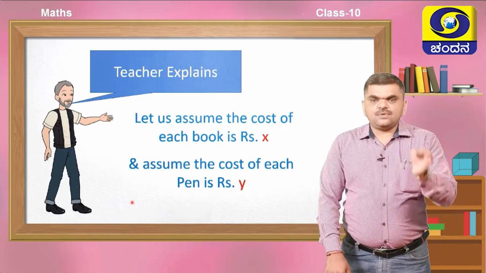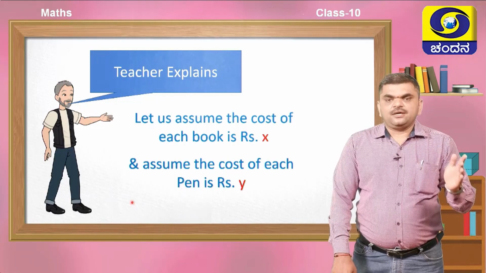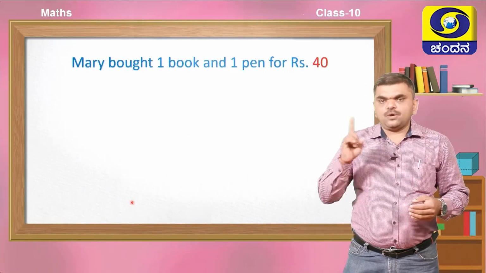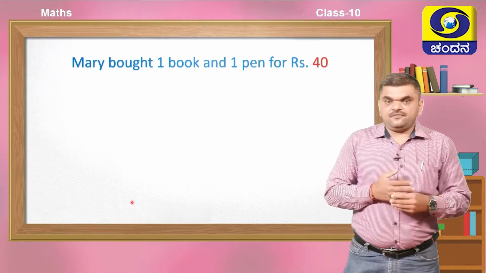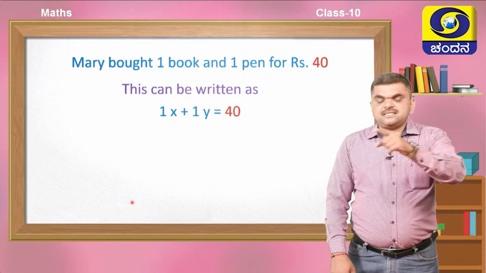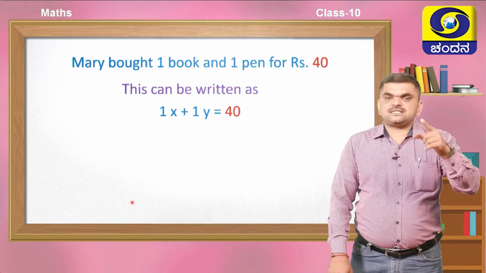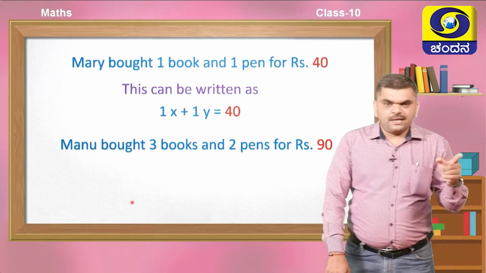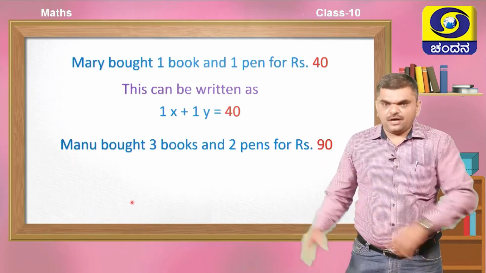And assume the cost of each pen is y. Usually we represent them as x and y, children. Mary bought one book and one pen for rupees 40, which means 1x plus 1y is equal to 40, because we know the cost of a book is x and the cost of a pen is y. So 1x plus 1y is equal to 40 here.